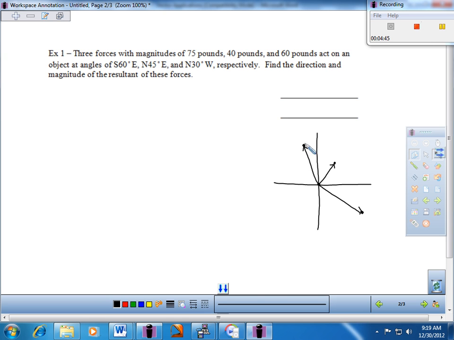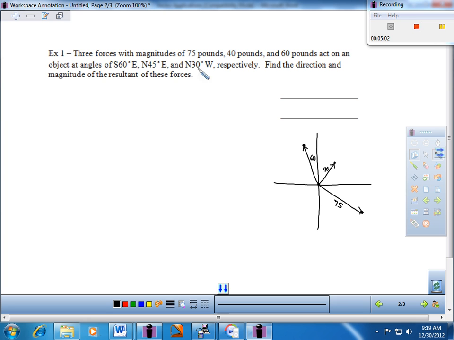Let's go ahead and start labeling our magnitudes. This one was 75. This one was 40. And this one up here was 60. All right, so 3 magnitudes, all looking great. The key, in my opinion, for this entire problem is making sure you have your thetas correct. So we have to be careful.